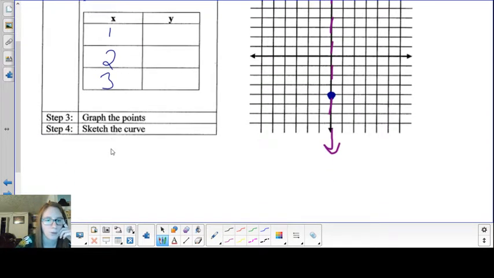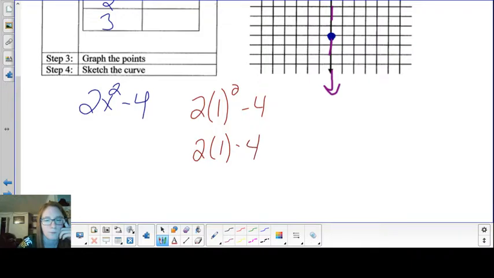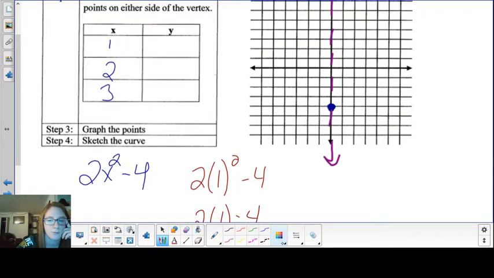2x squared minus 4. So in this case, again, I'm going to do 1 by hand, 1 in the calculator. You can pick the last one however you want to do it. So I'm going to have 2 times 1 squared minus 4. 1 squared is 1, so I have 2 times 1 minus 4. 2 minus 4, so my answer is -2.